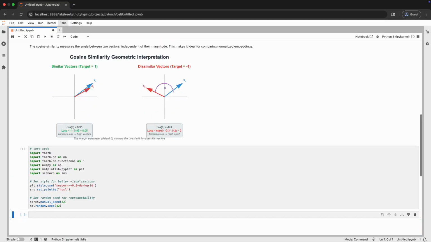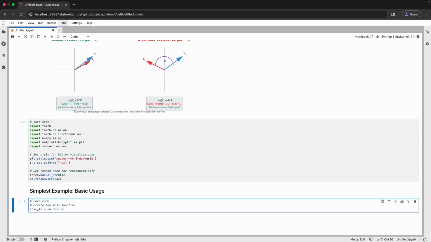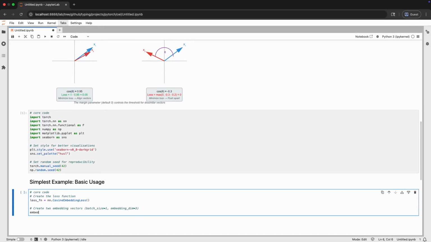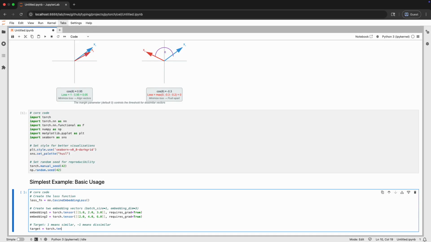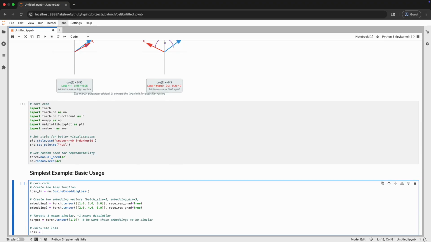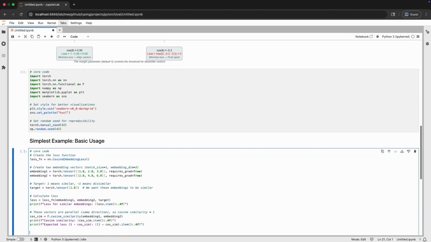Here's a simple example to understand the basic usage of cosine embedding loss. Let me demonstrate the simplest possible example. I'm creating two embedding vectors. The first is [1, 2, 3], and the second is [2, 4, 6]. Notice that the second vector is exactly twice the first, so they're pointing in the same direction. When we set our target to 1, we're telling the loss function that we want these embeddings to be similar. Let's calculate the loss and verify our understanding.